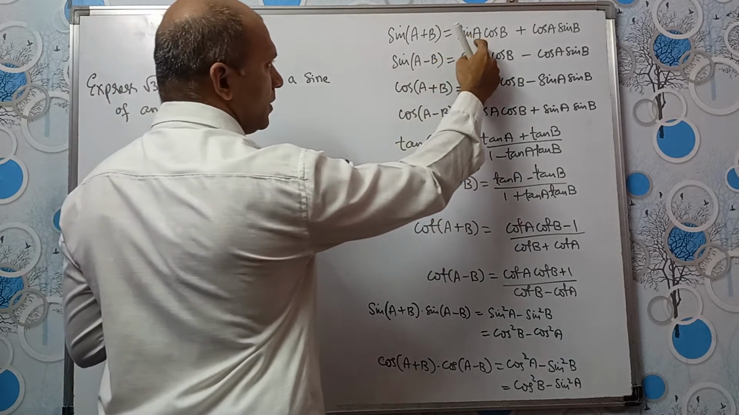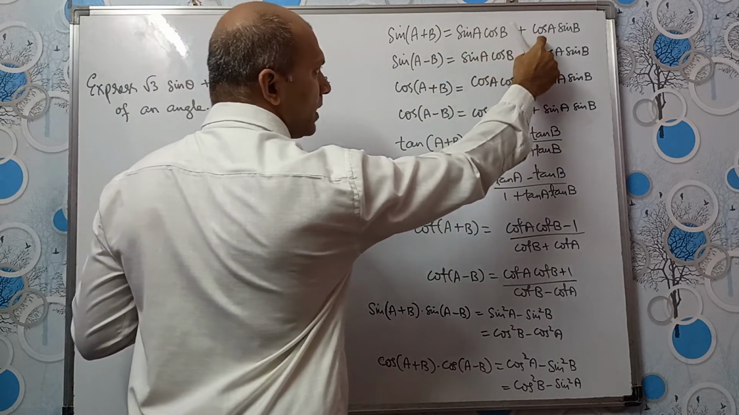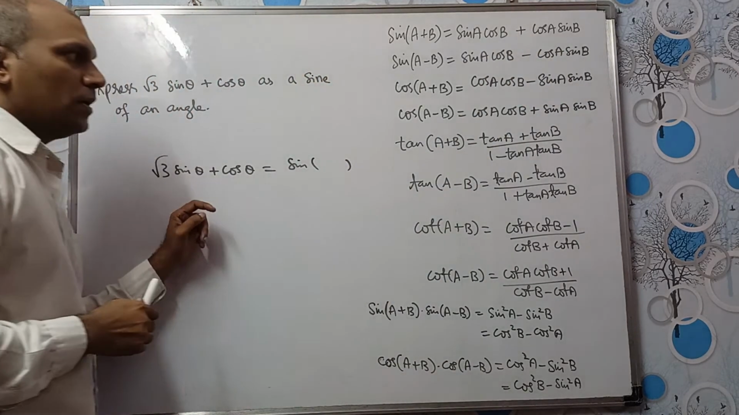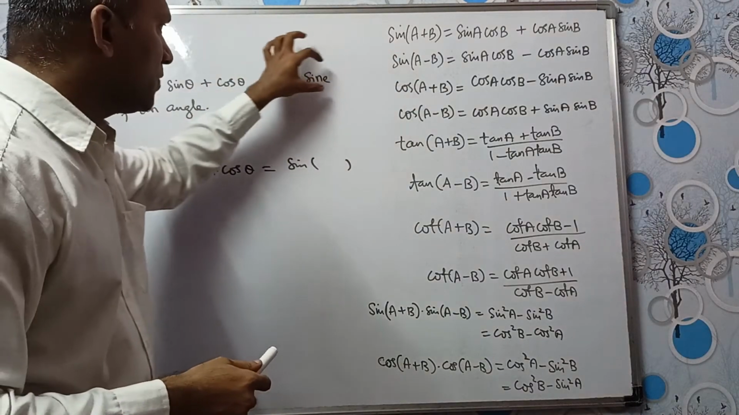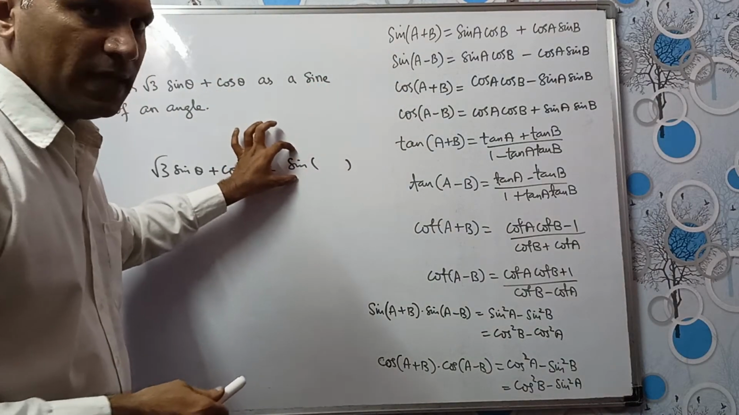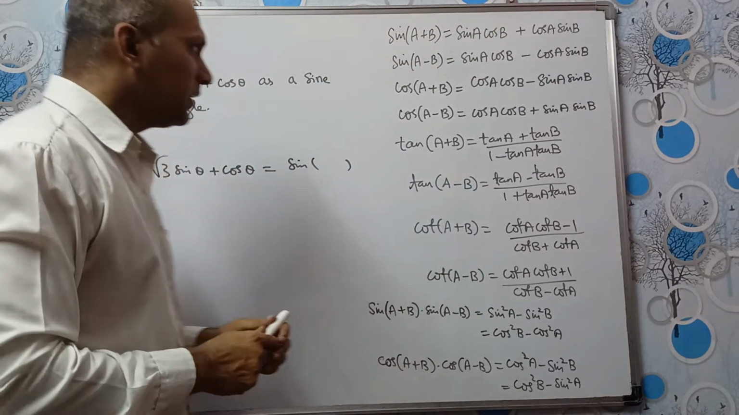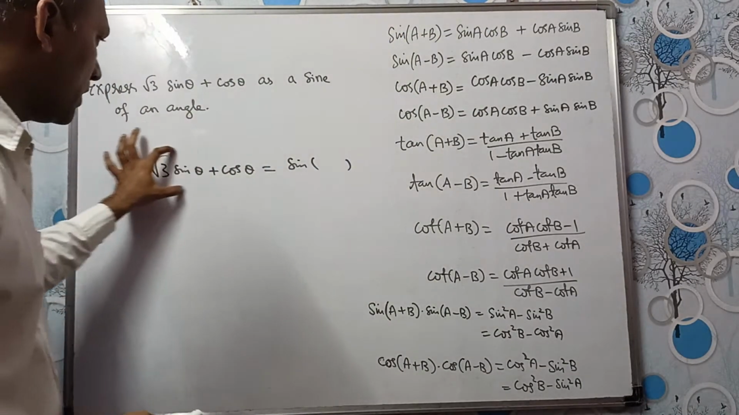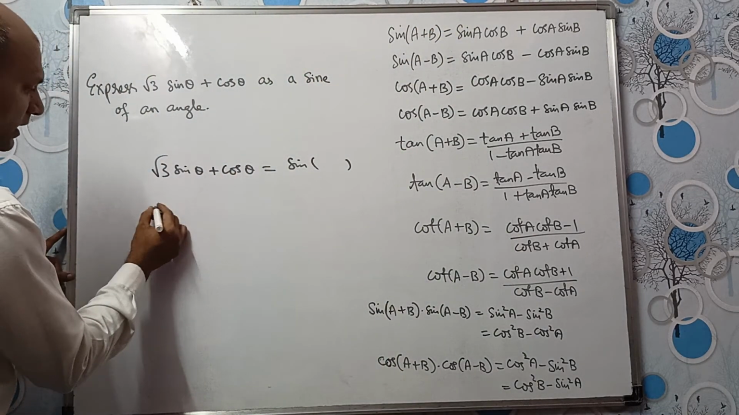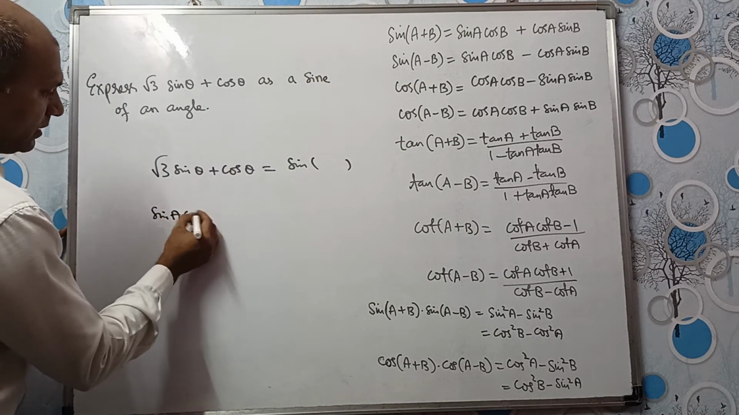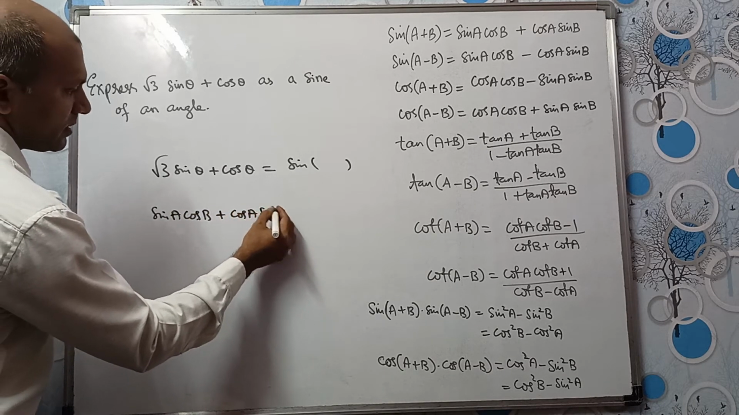So we have this formula, right? Sin A cos B plus cos A sin B. See, we are using that because we want the result as sine of an angle. So if we write it in reverse, sin(A + B) will come, right? So how can we convert this one into this form, sin A cos B plus cos A sin B?